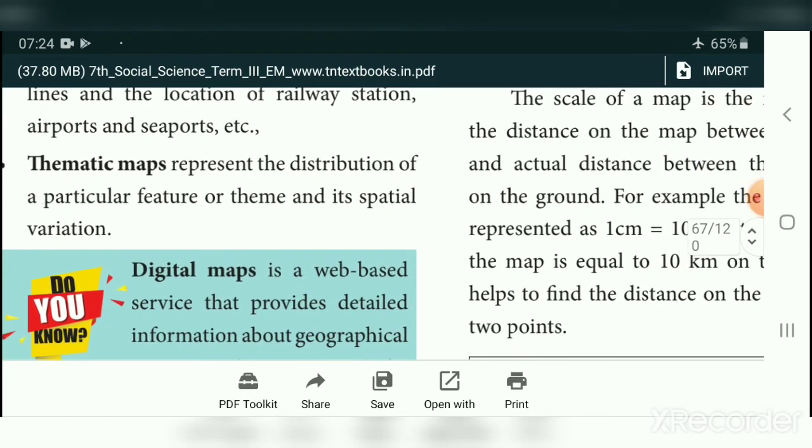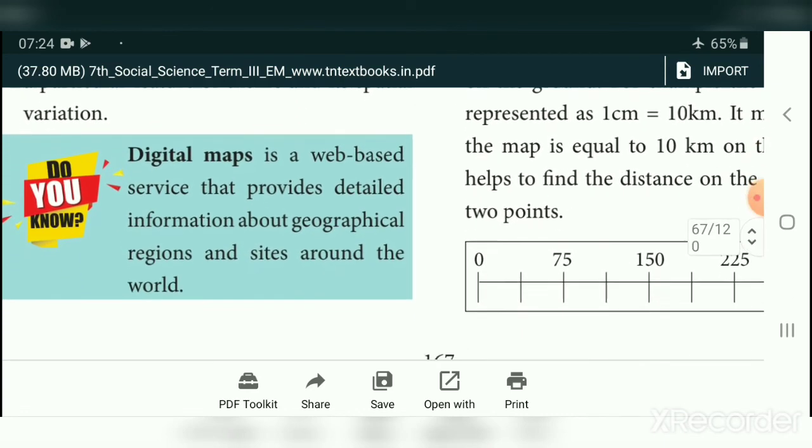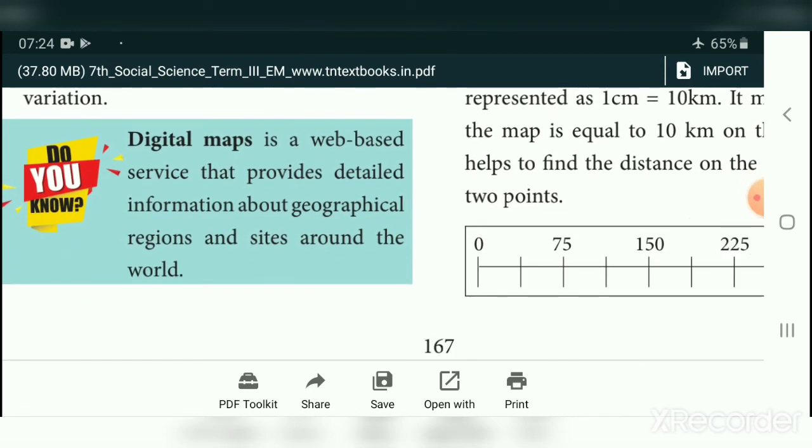Thematic map represents the distribution of a particular feature or theme and its spatial variation, that is growing of crops, forest area. So it has some themes. This we call thematic map. Digital map. Digital map is a web-based service. It provides detailed information about geographical regions and sites around the world. This we call digital map.